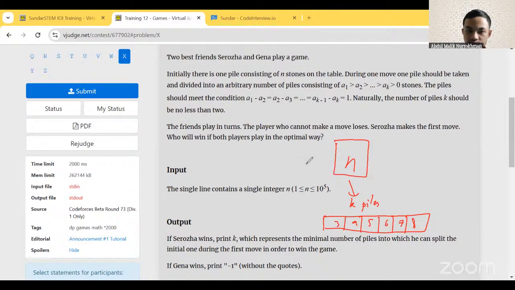What is an example when a player cannot move? For example, all of them are 1, so we cannot divide again. Or all of them are 2, we cannot divide again.